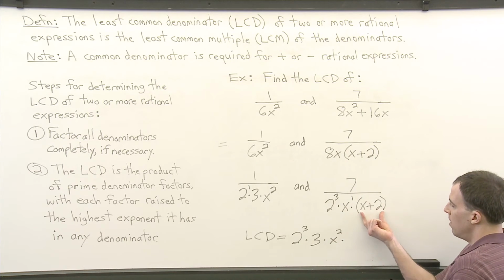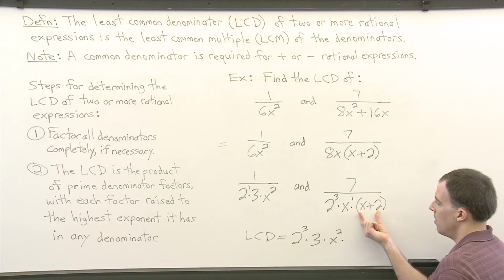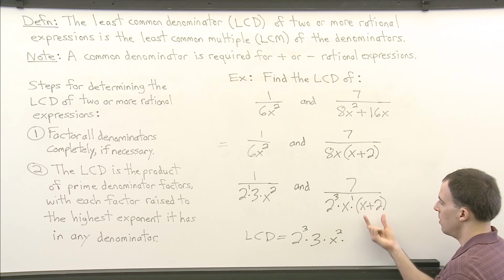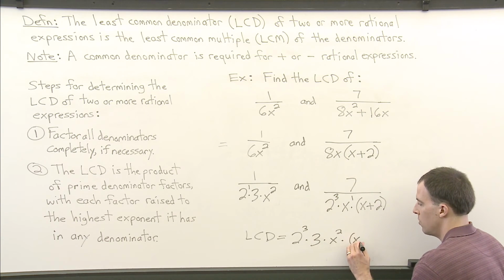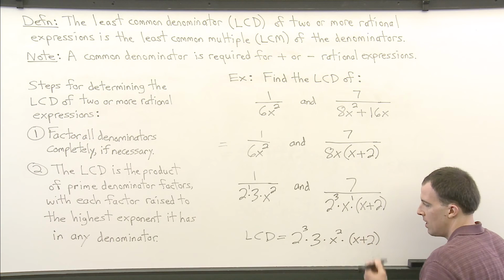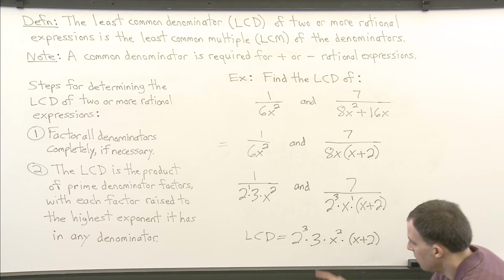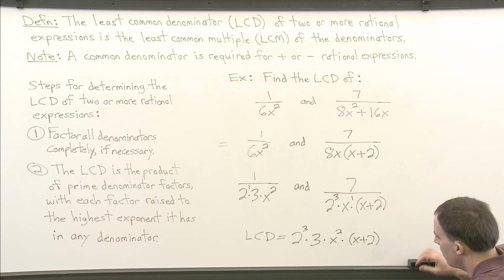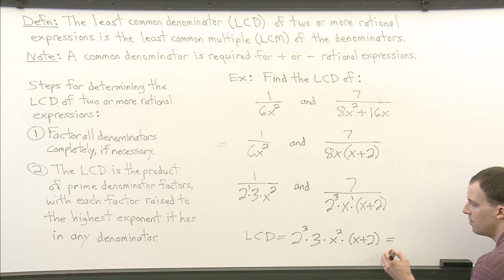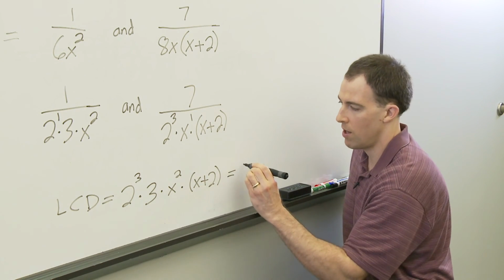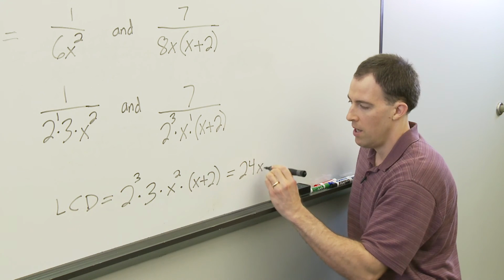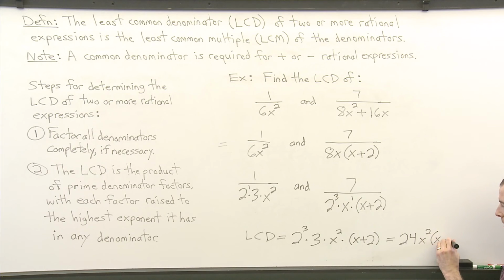And we also have a factor here of x plus 2 in the second denominator. There is no factor of x plus 2 in the first denominator, so we just need a single x plus 2 factor for the LCD. So we got 2 cubed times 3 times x squared times x plus 2, which simplifies to: 2 cubed is 8, 8 times 3 is 24. So 24 x squared times x plus 2. That's the least common denominator of those two expressions.